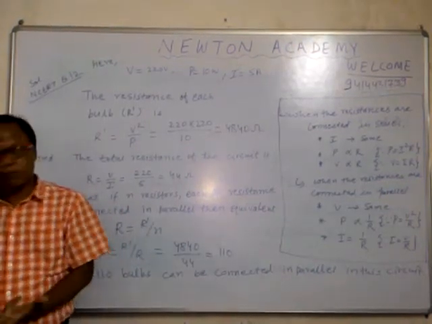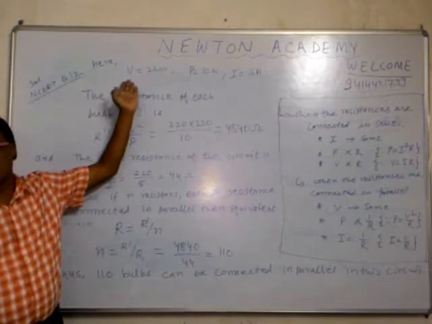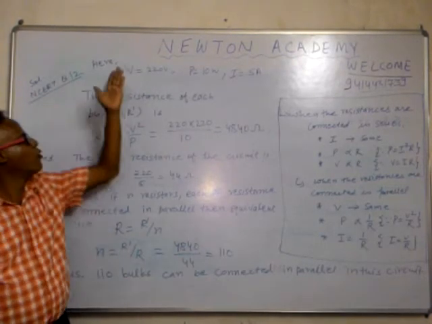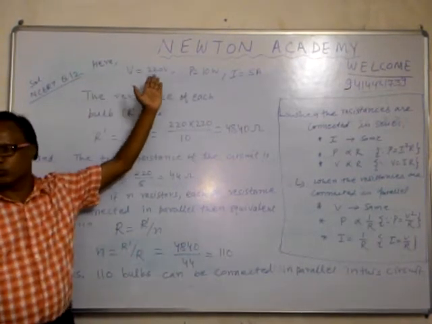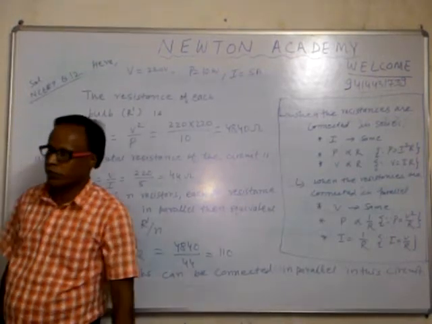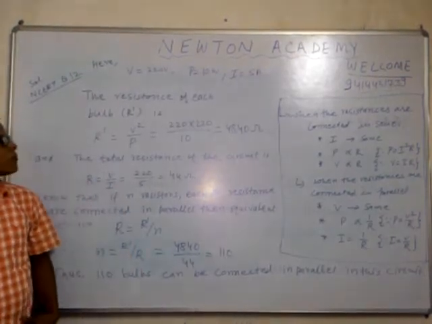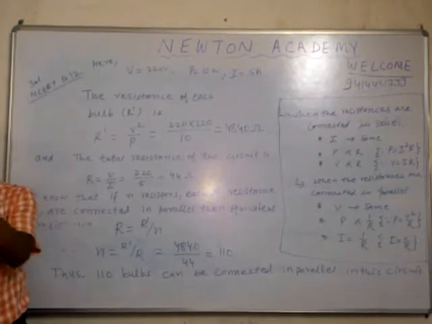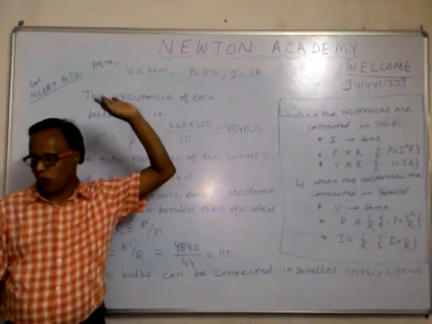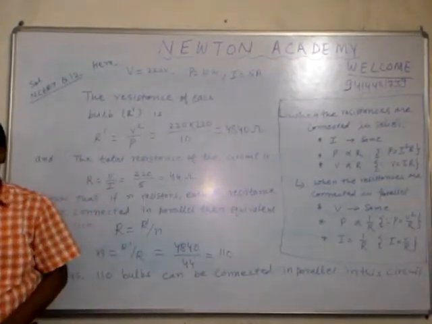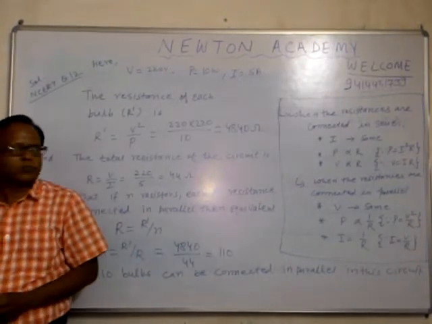Several electric bulbs designed to be used on a 220 volt electric supply line. We take it some bulbs. The supply voltage given to the bulb is 220 volt. Given V is equal to 220 volt. They are rated 10 watt, and the power of each bulb is 10 watt. How many bulbs can be connected in parallel with each other?